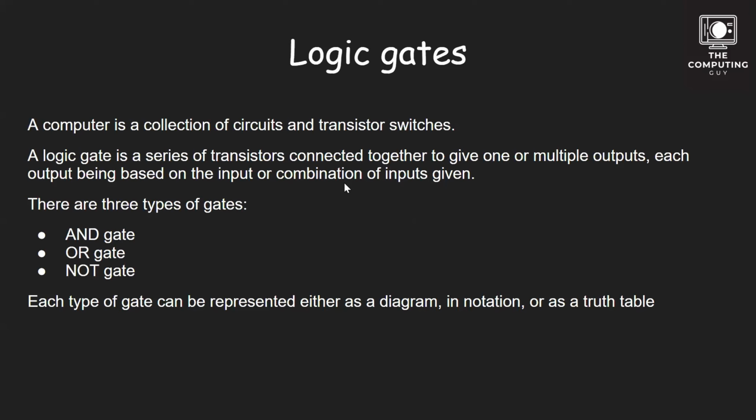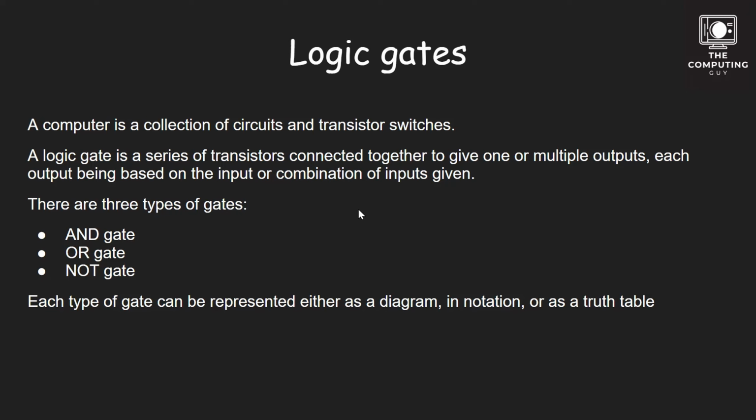Before we start, it's important to understand what a logic gate is and how a computer is actually set up. From previous lessons and knowledge, we all know a computer is a collection of circuits and transistor switches. Now, all a logic gate is, is a series of transistors connected together, and it has one or multiple outputs, and each output is based on the input or combination of the inputs given. The three main types of gates you need to know about are the AND gate, the OR gate, and the NOT gate. Each type of gate can be represented diagrammatically and in notation, as well as a truth table.